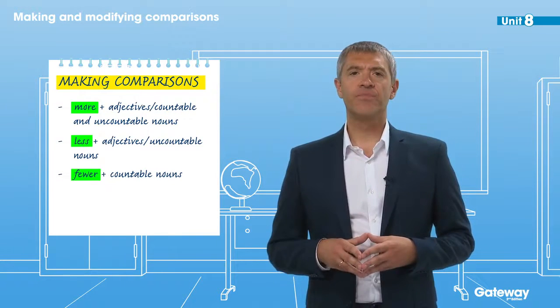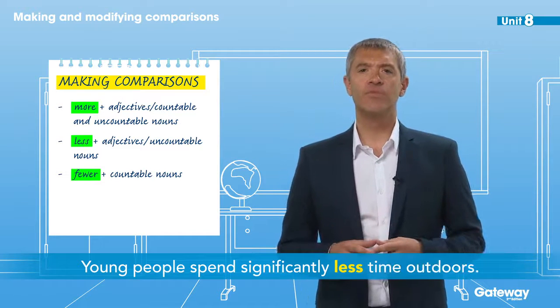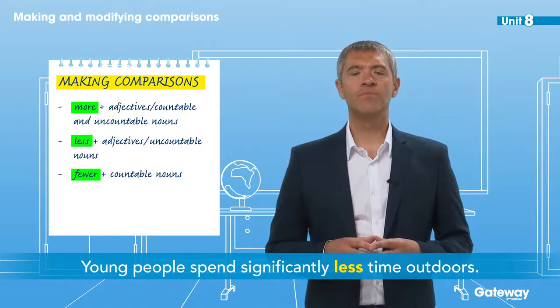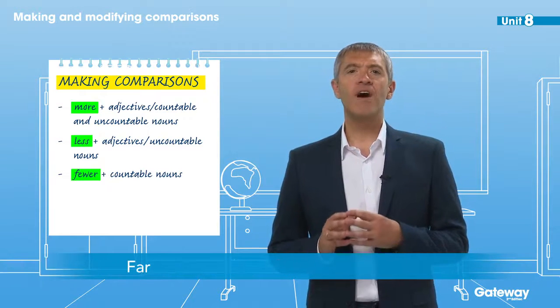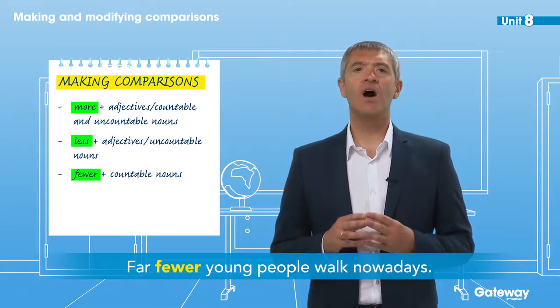So we say, young people spend significantly less time outdoors, because time here is uncountable. But we say, far fewer young people walk nowadays, because people are countable.